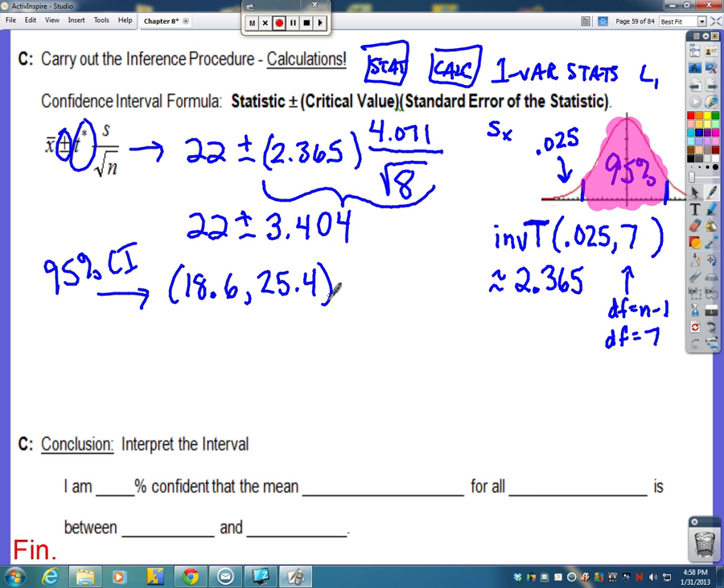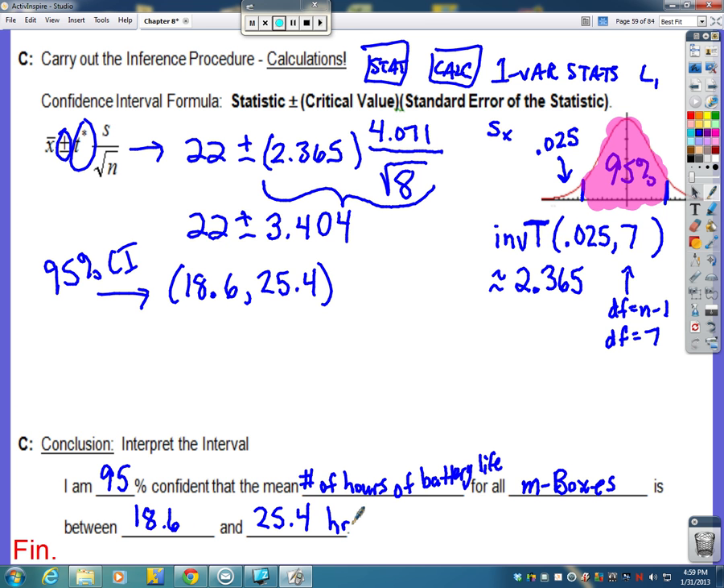So now I'm done with my calculations. Now I come down to my conclusion, which I already kind of have pre-made out here. So I am 95% confident that the mean, and what were we trying to estimate here? The mean number of hours of battery life for all, what was our population? Our population was our M boxes, is between 18.6 and 25.4.